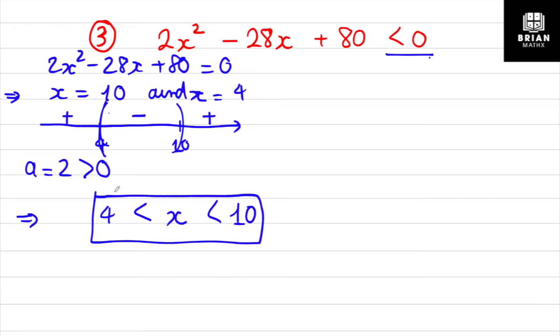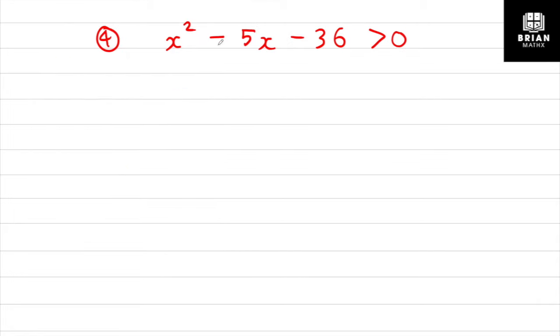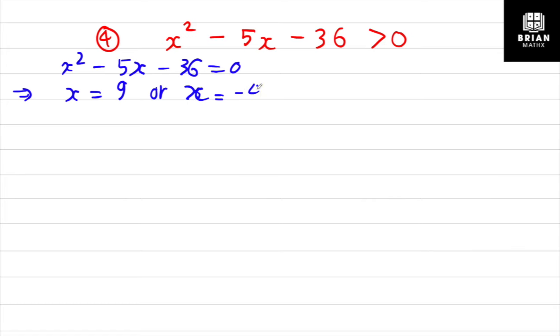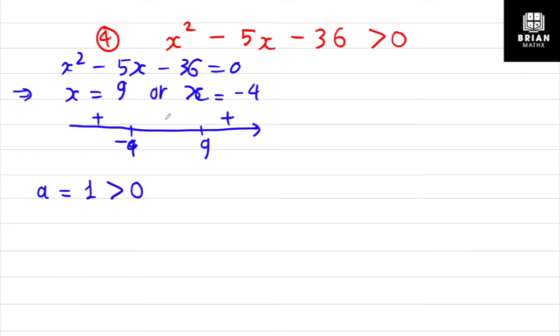Question 3, we finished. About question 4, you got x squared minus 5x minus 36 larger than 0, positive. So set the equation first and find the two solutions. Using your calculator for speed, you will have x equal to 9 or x equal to -4. Set up the number line, you got -4 in this position and 9 in here. Because a equal to 1 is positive, the two outside parts will be positive and the middle part will be negative.